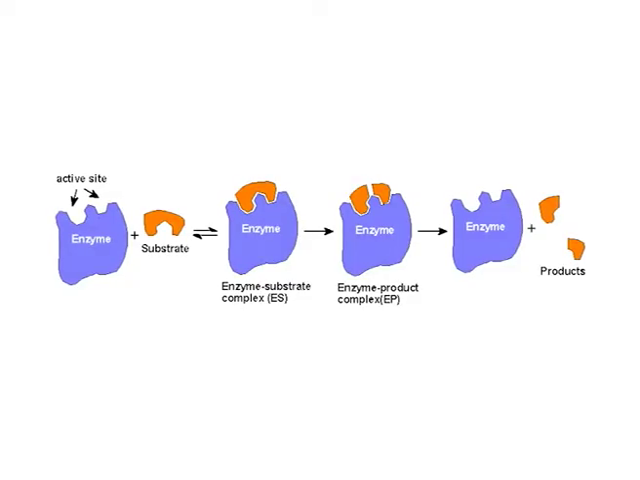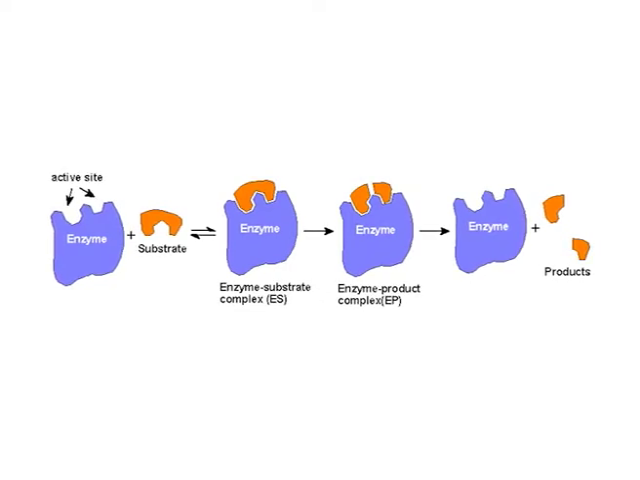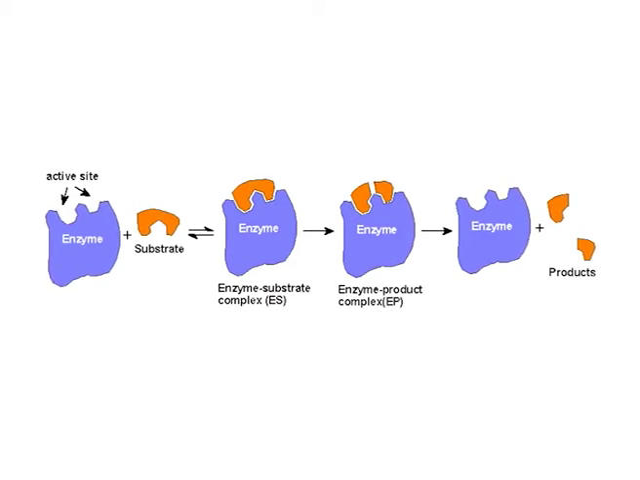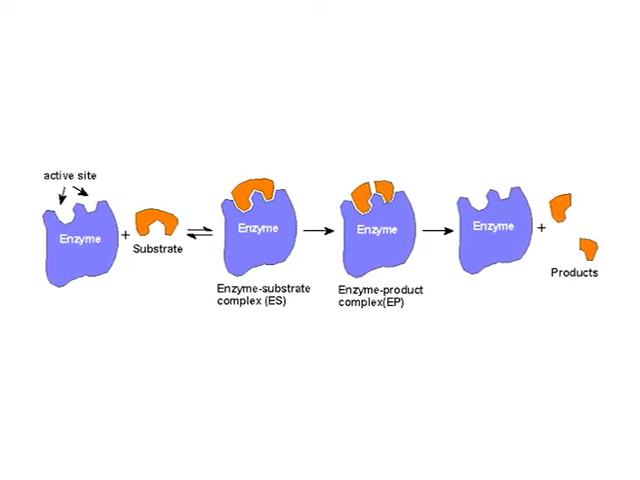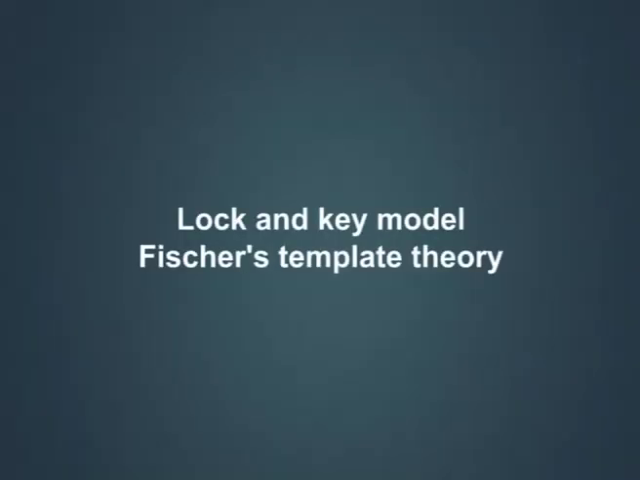The prime requisite for enzyme catalysis is that the substrate must combine with the enzyme at the active site to form the enzyme substrate complex, which ultimately results in the product formation, P. A few theories have been put forward to explain the mechanism of enzyme substrate complex formation. Theories like the lock and key model or Fischer's template theory.